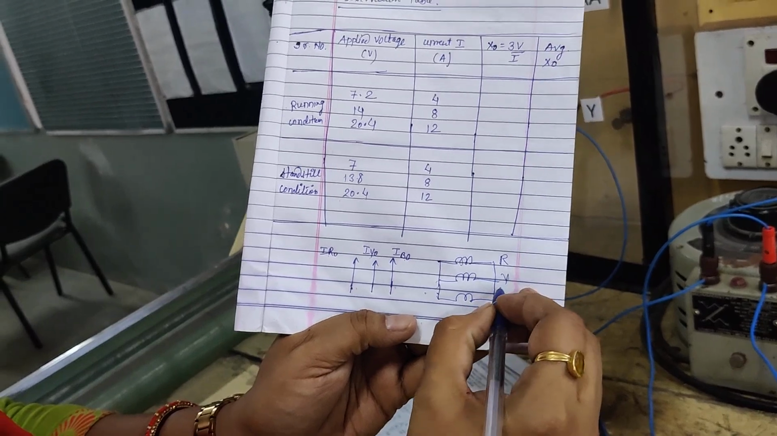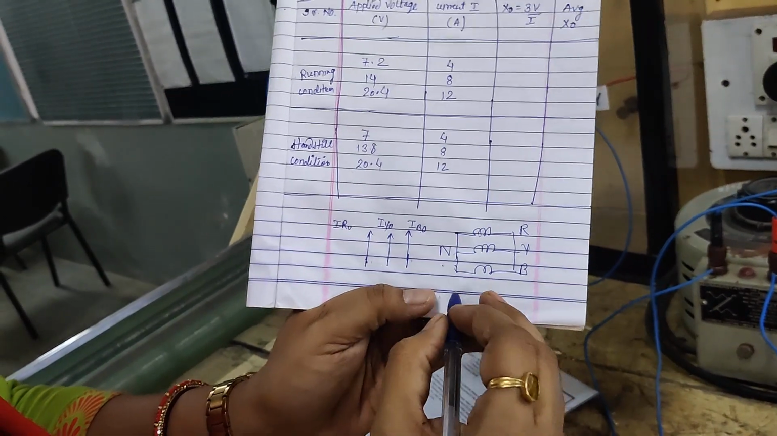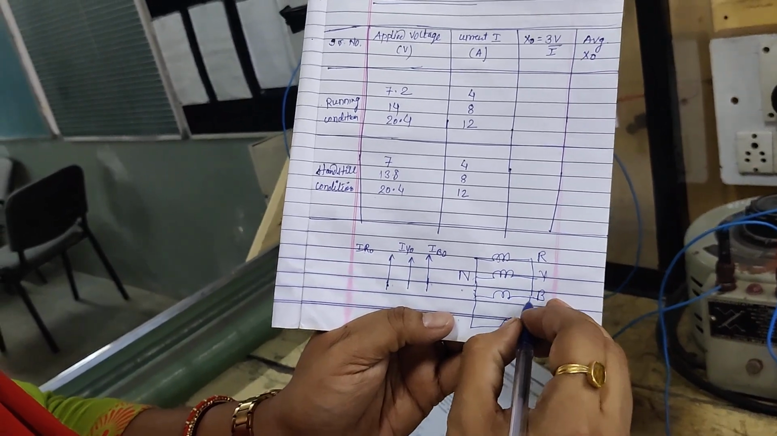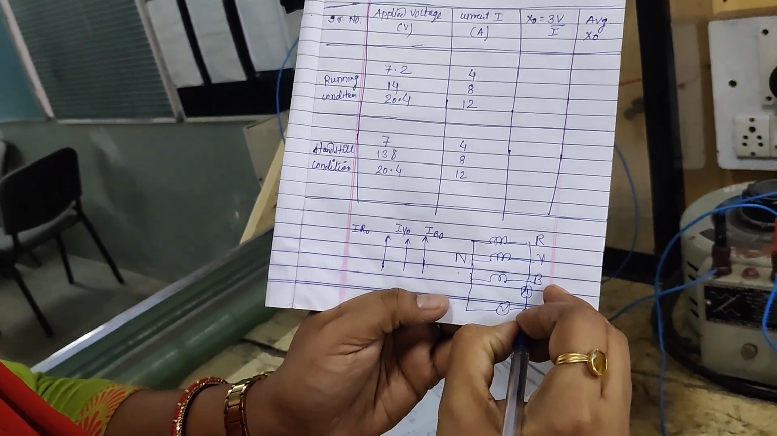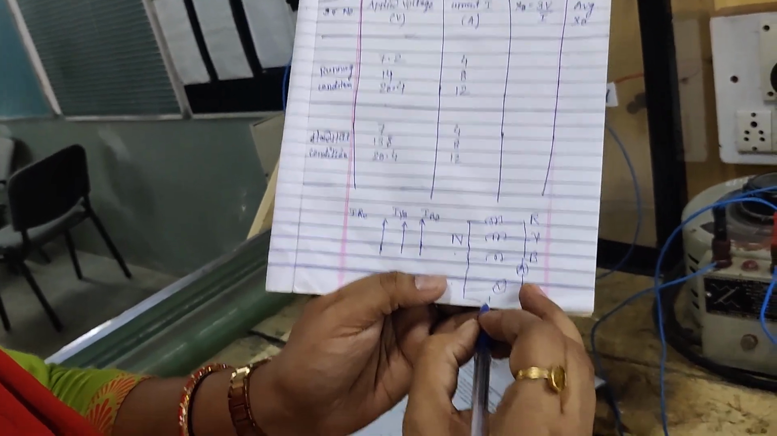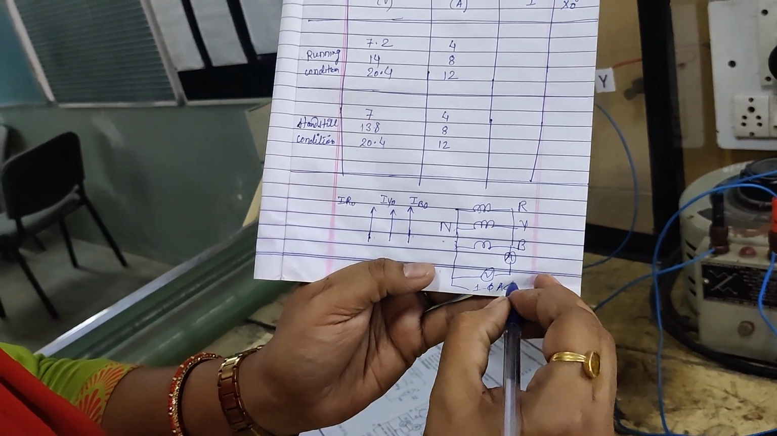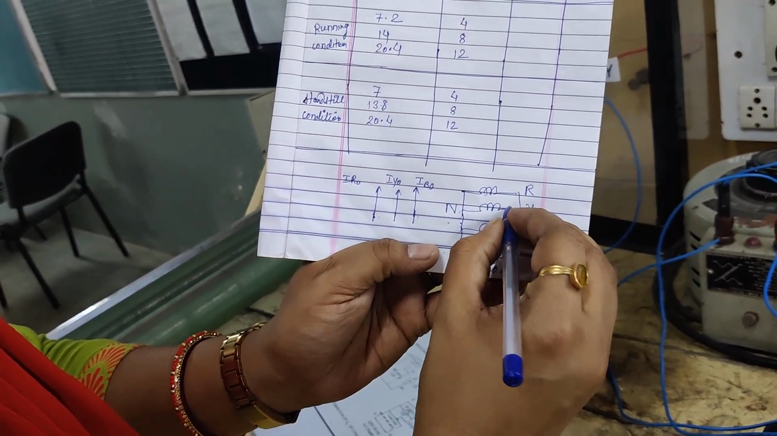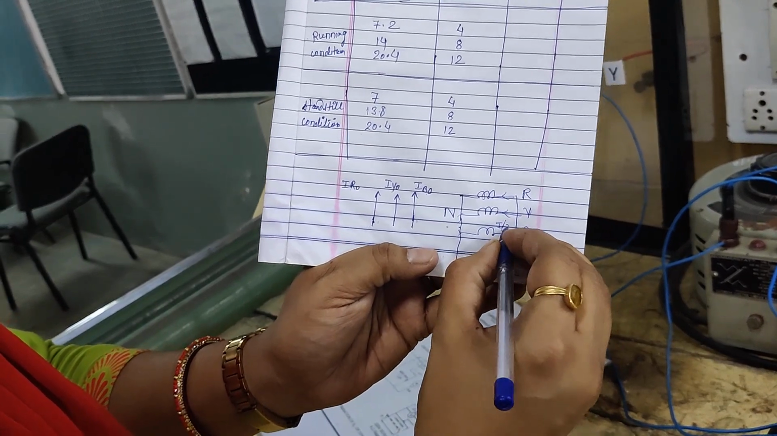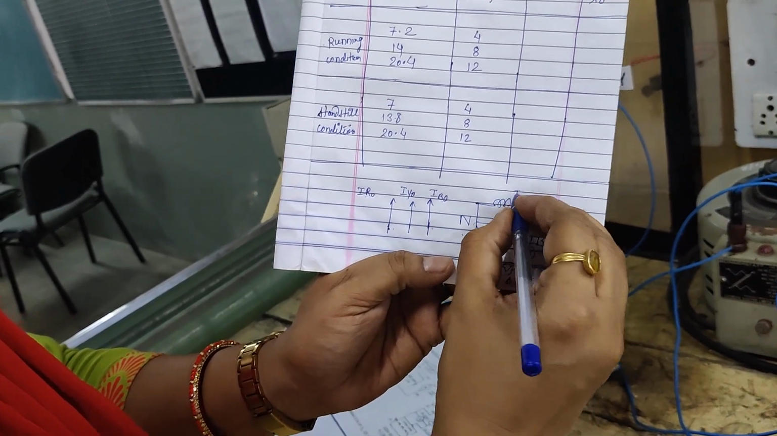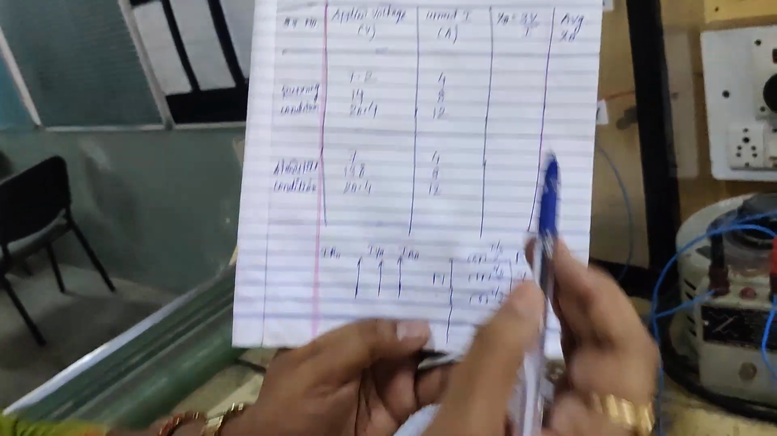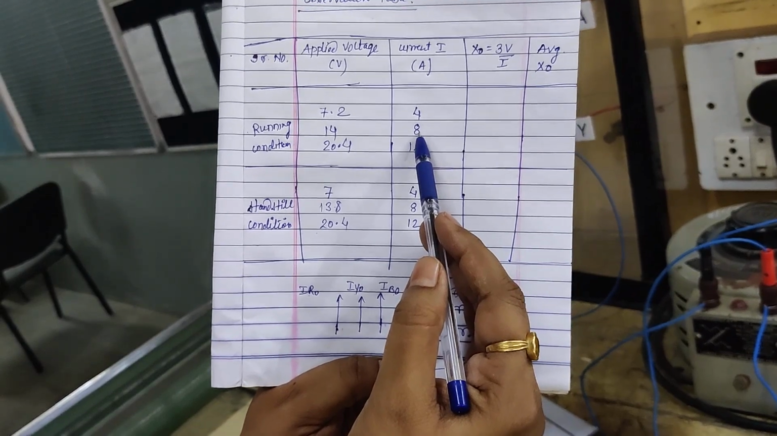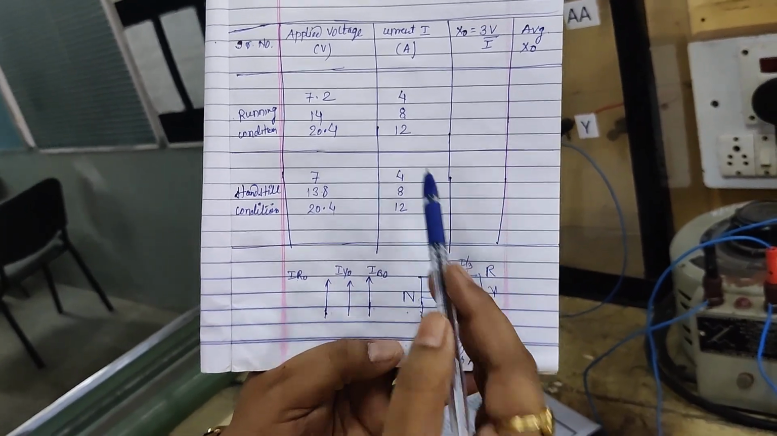R phase, Y phase and B phase, they are shorted. We have connected a voltmeter like this, and we have connected an ammeter like this, and here there is a single phase AC supply, right? So what is happening when you are applying current here? This current is getting divided like this, I by 3, I by 3, I by 3. That is why 4 means 4 by 3, 8 means 8 by 3 per phase current, and 12 means 12 by 3.